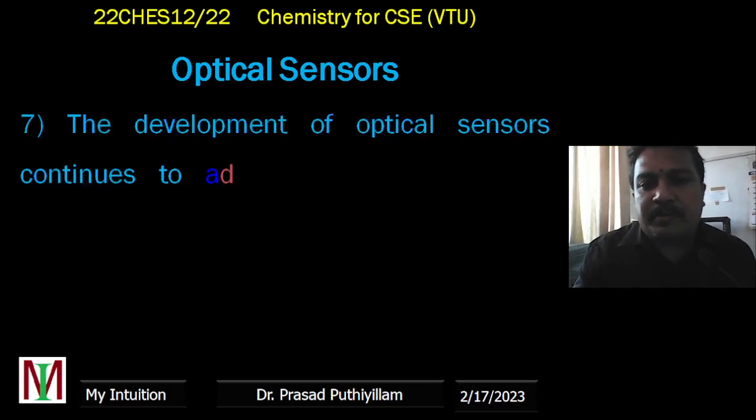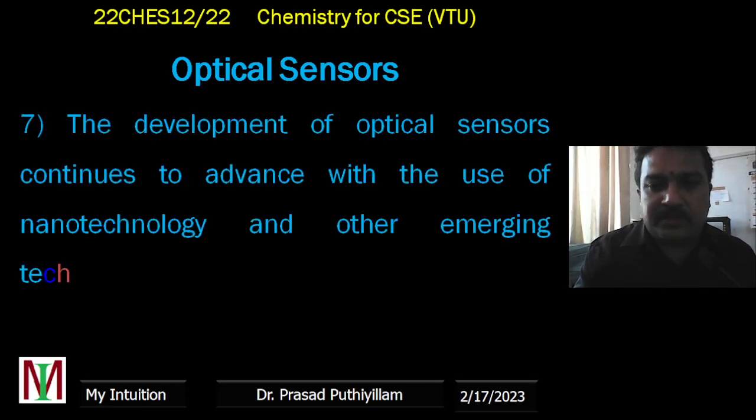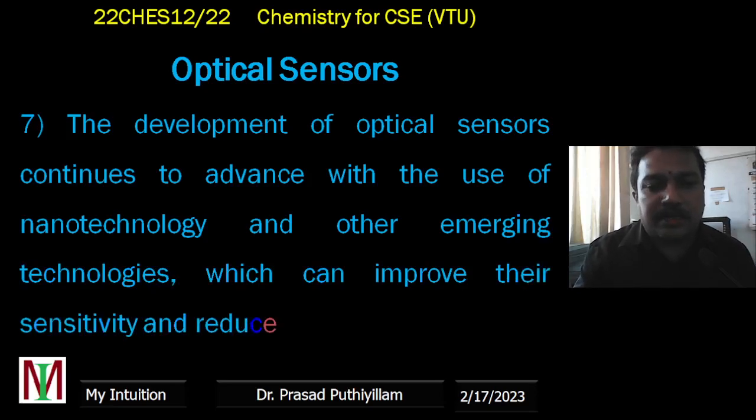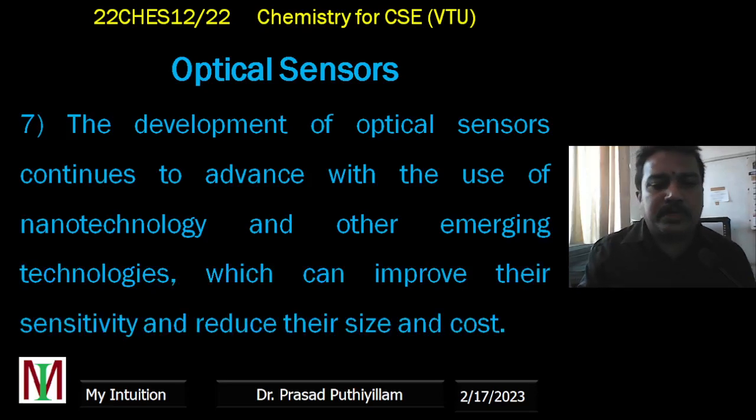The development of optical sensors continues to advance with the use of nanotechnology and other emerging technologies, which can improve their sensitivity and reduce their size and cost. So there is improvement in technology and materials, new materials with more surface area, better materials. The size is reduced because of nanotechnology, and cost is reduced because of the size.